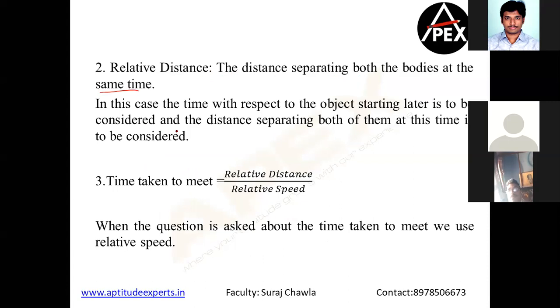Clear? Now, we'll experience this with the help of a question. Do not worry. In this case, the time taken with respect to the object starting later should be considered, and the distance separating both of them at this point of time is to be considered. I'll explain this with the help of an example. So, simple funda, where I use relative speed, the time taken to meet is relative distance upon relative speed.